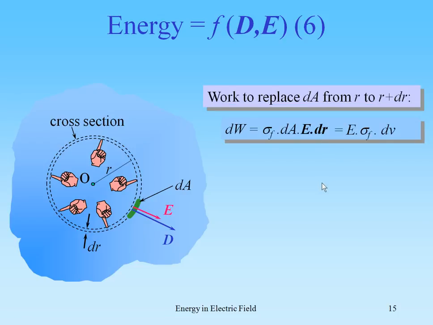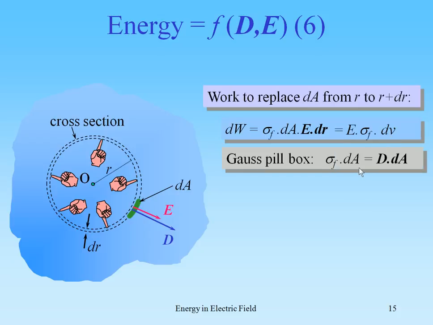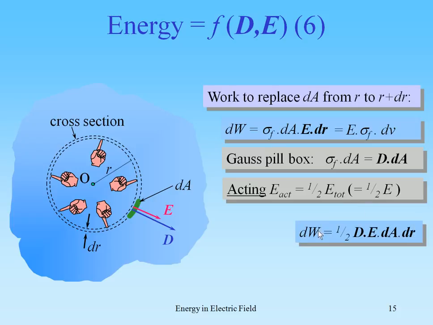So the work to displace dA from r to r plus dr is given by sigma free times the electric field times the volume element. We use the Gauss pillbox. The acting E field is 1/2 of E total, 1/2 of E. And this means that dW is 1/2 of D times E times dA times dr. And dA and dr have the same direction, and so we can write that dW is 1/2 of D times E times dV.